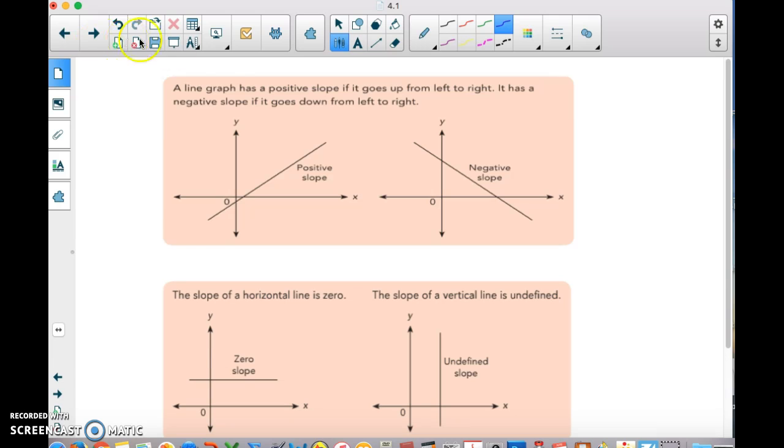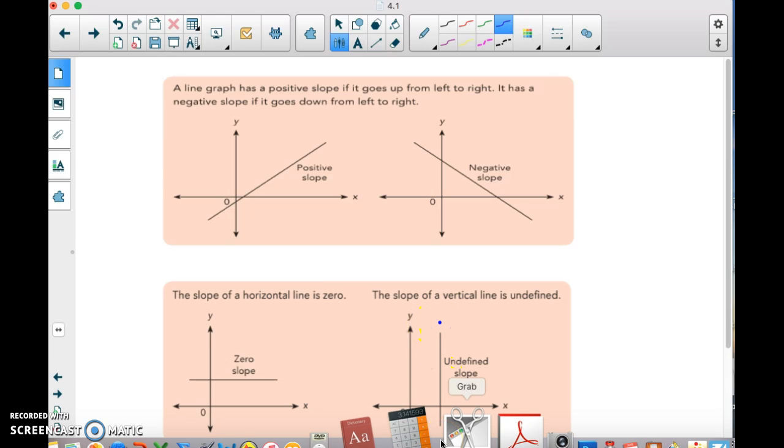We have different types of slopes. First is the positive slope, which goes up from left to right, whereas a negative slope goes down from left to right. The slope of a horizontal line is 0, and the slope of a vertical line is undefined.